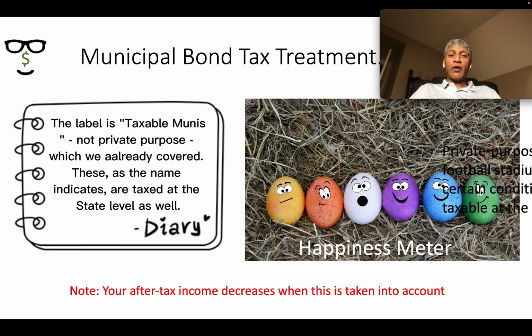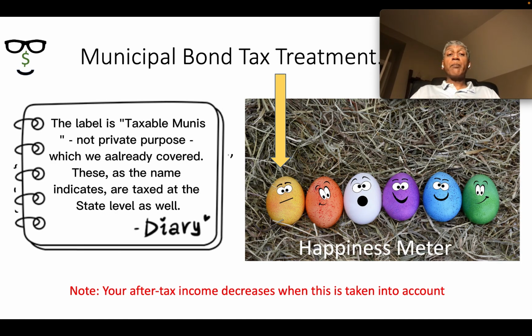One more thing I forgot to tell you. There is something specifically called a private purpose muni bond. It will be labeled as such, and these are also taxable at the state and local level. So what we have seen in all of these happiness meter examples is what started off as scot-free, no tax at the federal level, no tax at the state level, no tax at the local level.